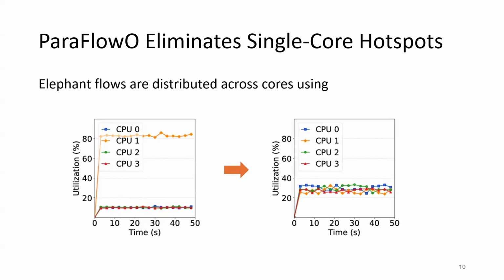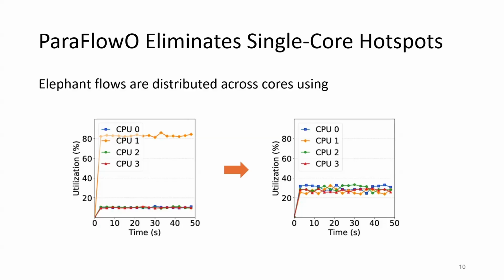We also evaluate whether PowerFlow can mitigate single-core hotspots. We simulate a 4-core system with one elephant flow and multiple small flows. Under ISS, the elephant flow is pinned to a single core. As a result, one core reaches around 80% utilization, while other cores remain around 10%.